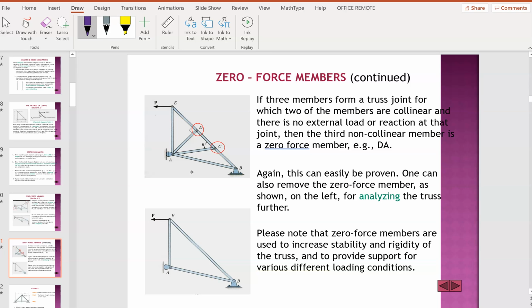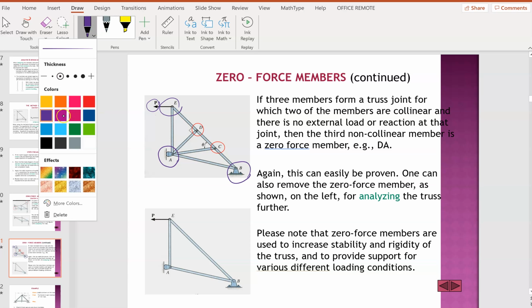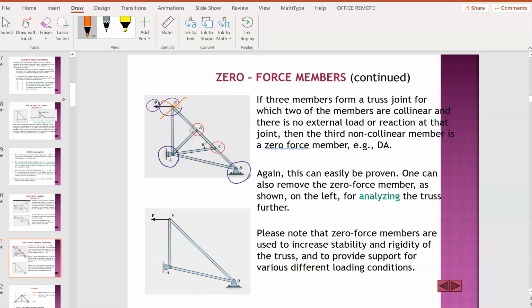You don't want to even try attempting here because there is an external force here, right? Don't go there. Don't go here because there's an external force, and don't go here because there's an external force. So this is all big no-no. Big no-no place. There definitely will not be any zero force member there. So the place that you should look at is D and C.